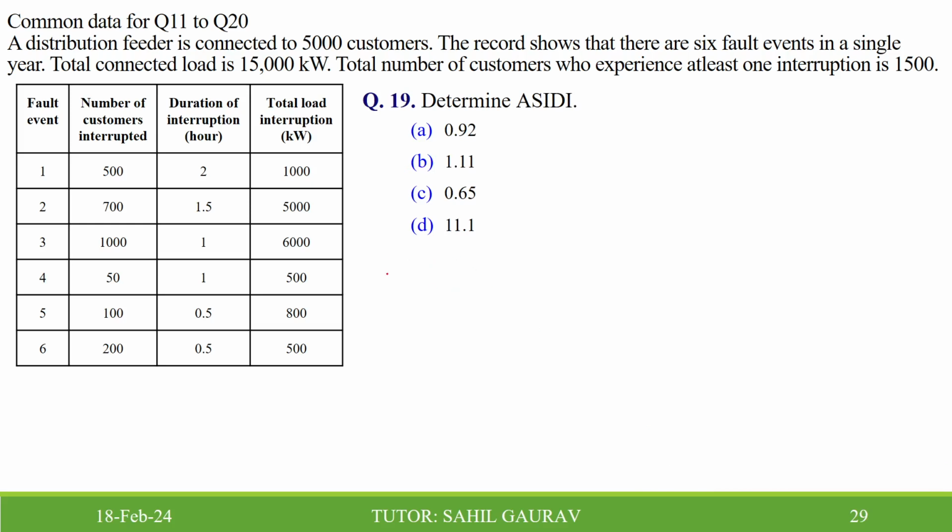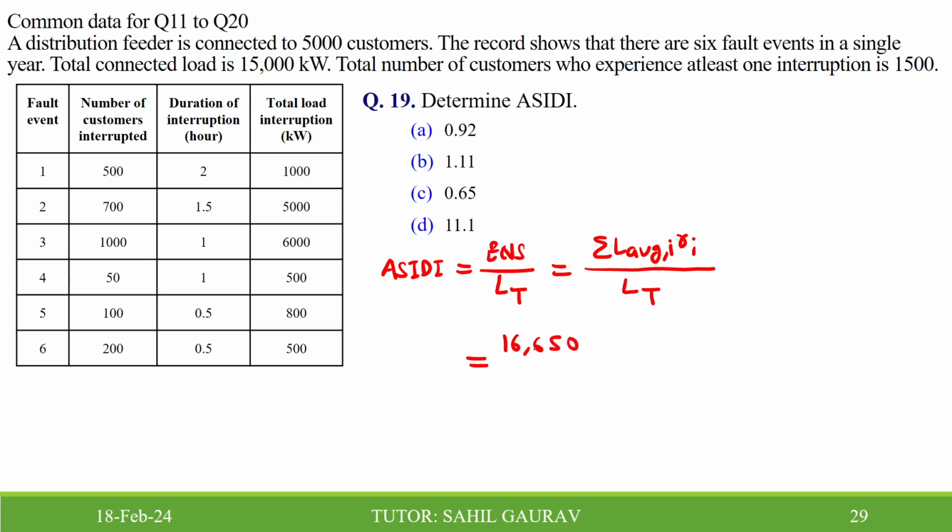Coming to question 19, ASIDI, average system interruption duration index. It is the ratio of energy not supplied to the total connected load. Energy not supplied, we know, is average load into the duration of interruption hours, with respect to total connected load. We have calculated ENS as 16,650 kilowatt hour. Total connected load is 15,000. So it will give you 1.11 hour. Therefore, B is the correct answer.